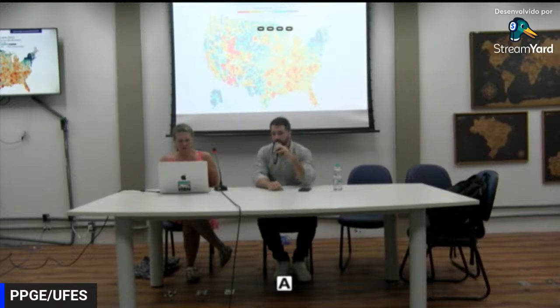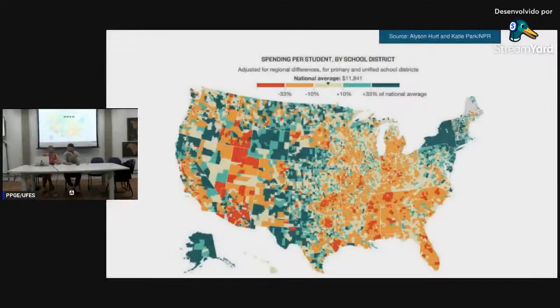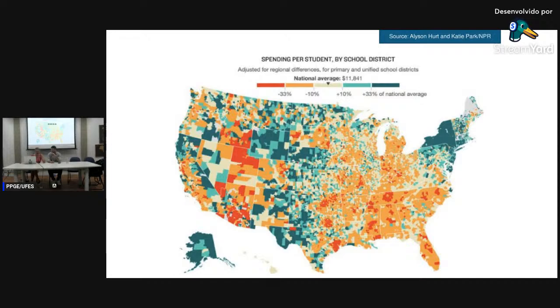So this is a map of the United States, and blue are areas that have lots of money, and red are areas that have very little money. And you can see that there are certain states and certain areas that have more money than others.